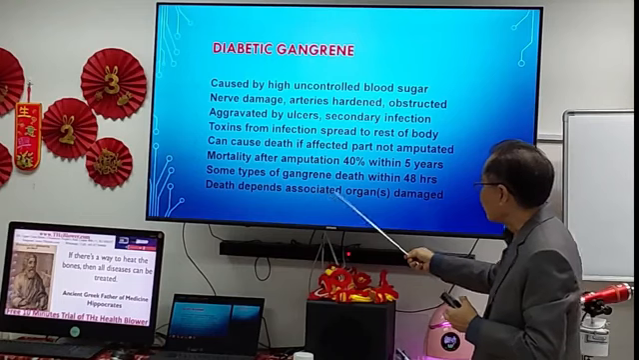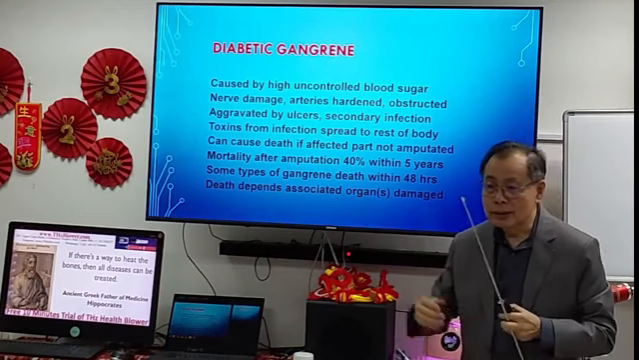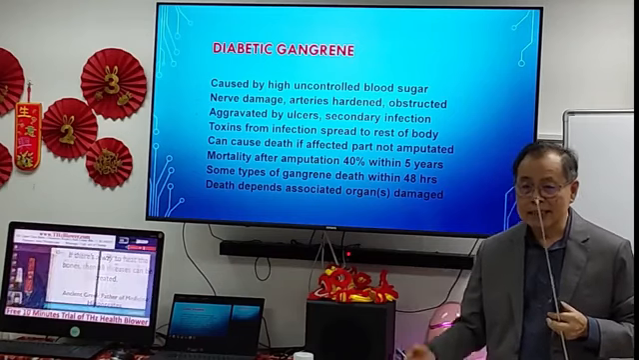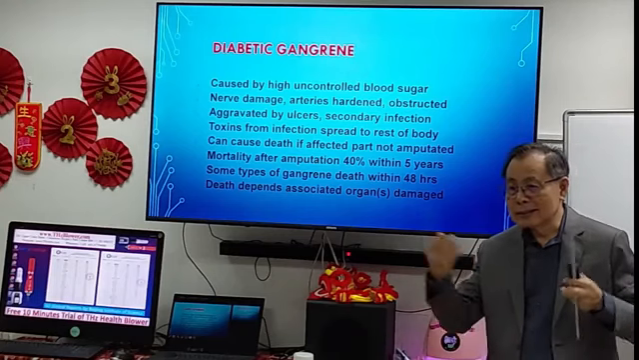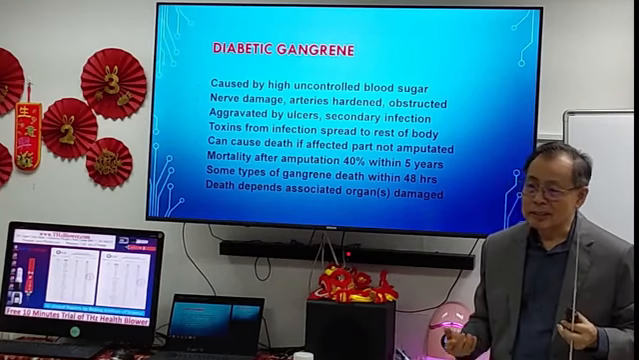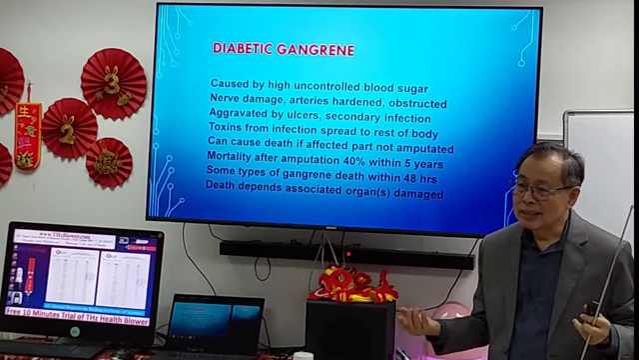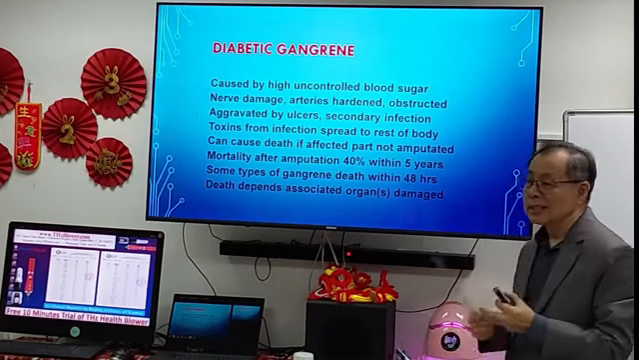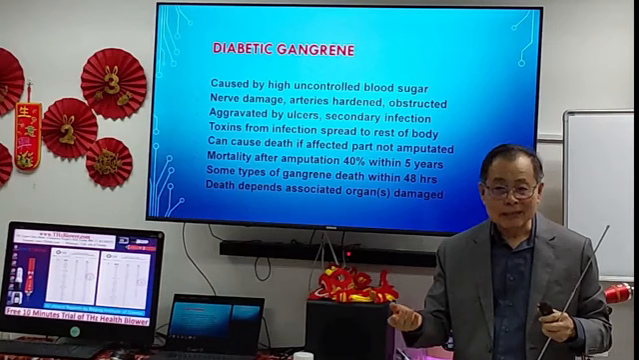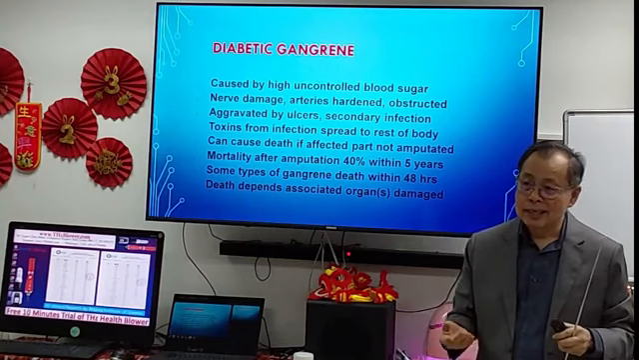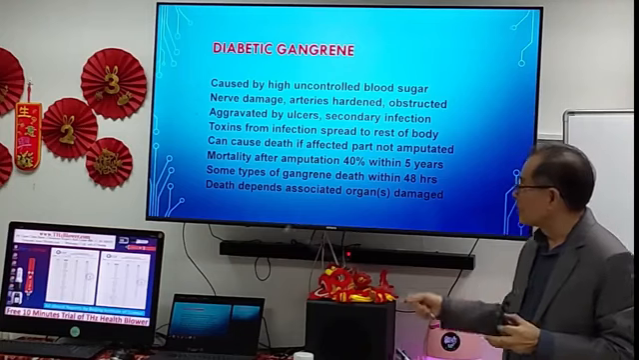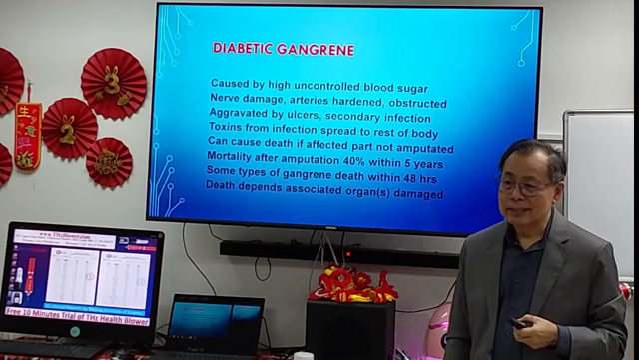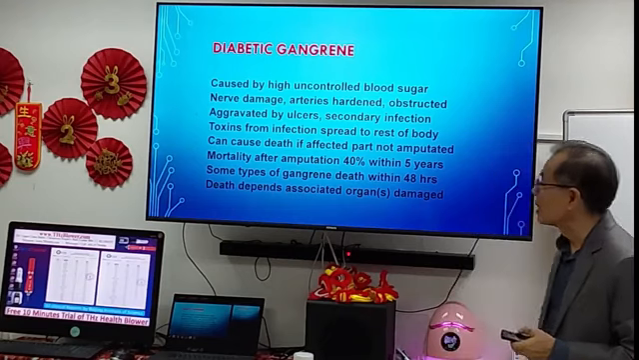And also, that depends on associated organ damage. So, for example, if they have this neuropathy with gangrene and the kidney is gone, the heart is very unstable, it's not worthwhile to save the person. We try and keep him alive. So, if other organs are damaged, of course, it's very bad. But if other organs are still okay, still survivable, then amputation may give the person some more years to live. But it's a major thing. Major changes.